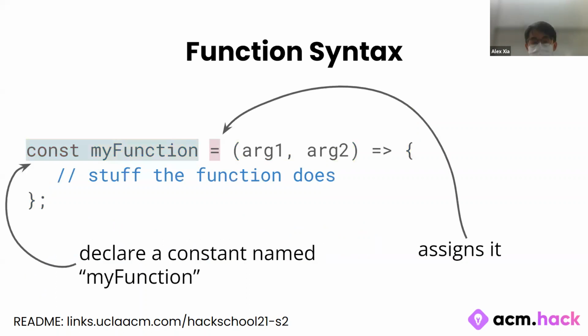Cool. Okay, so let's break down what the syntax for this looks like. On the left here, we'll see that we just simply declared a constant named my function, and then we're assigning something to my function. And from this you'll know that everything from now on is part of our function definition.